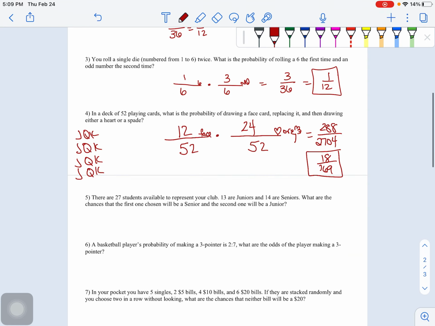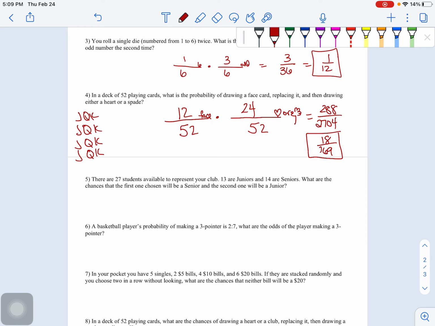27 students available to represent your club. 13 are juniors and 14 are seniors. What are the chances that the first one chosen will be a senior and the second will be a junior? So we want a senior, then a junior. Well, senior chance, we get 14 out of 27. Now we've lost that senior, right? They're already picked. And I should have specified whether there's replacement or not, but they're not replacing it. Now you're going to get a junior. You get 13 out of 26.